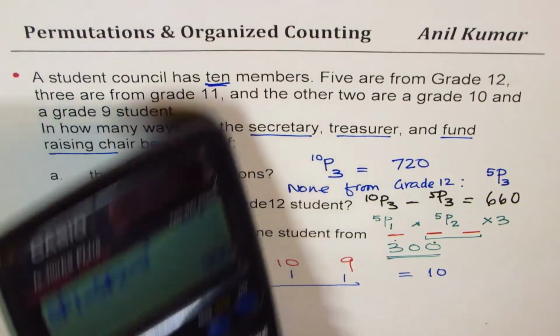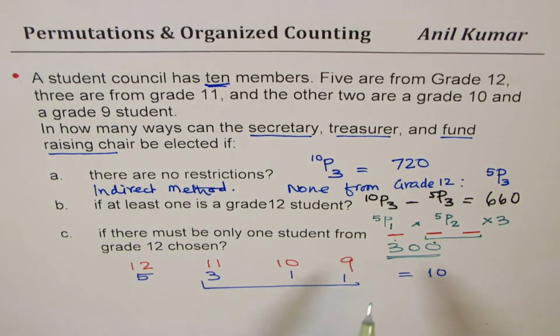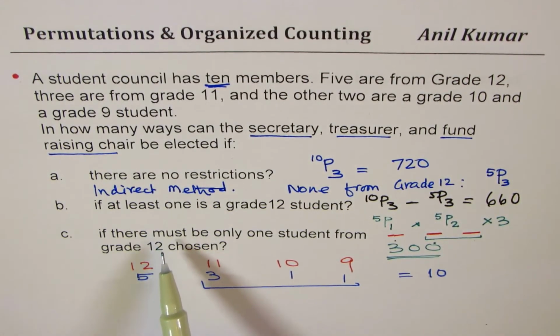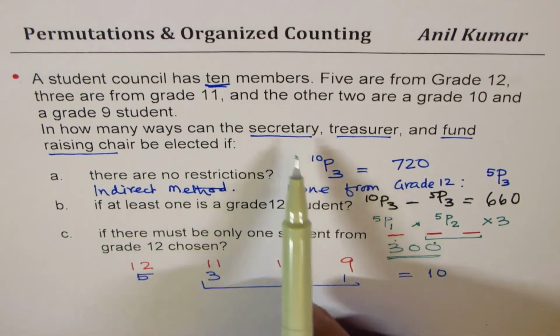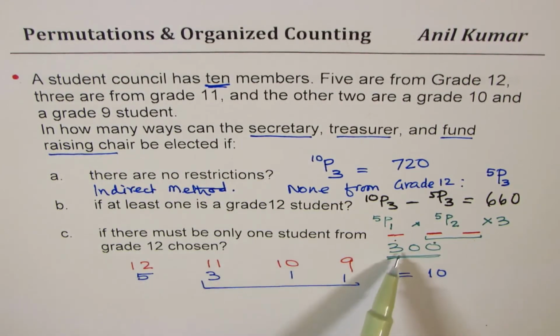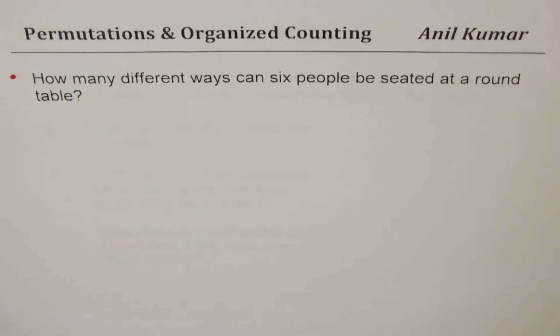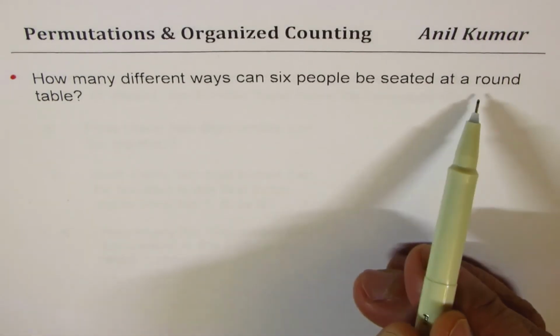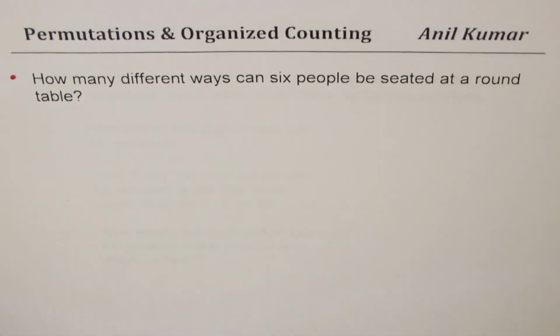So there are 300 ways in which we can elect or select secretary, treasurer and fundraising chair with only one student from grade 12. So I hope that concept is clear. Okay. Next question here is, how many different ways can 6 people be seated in a round table?